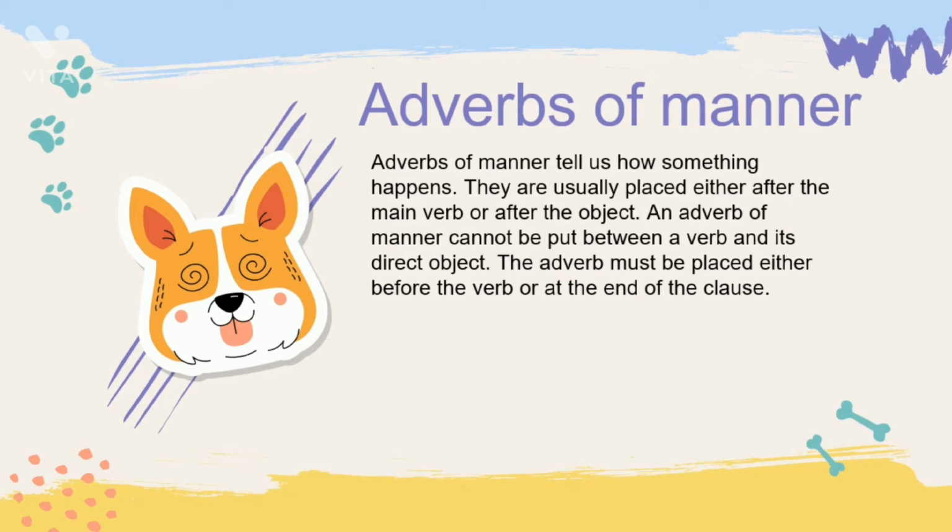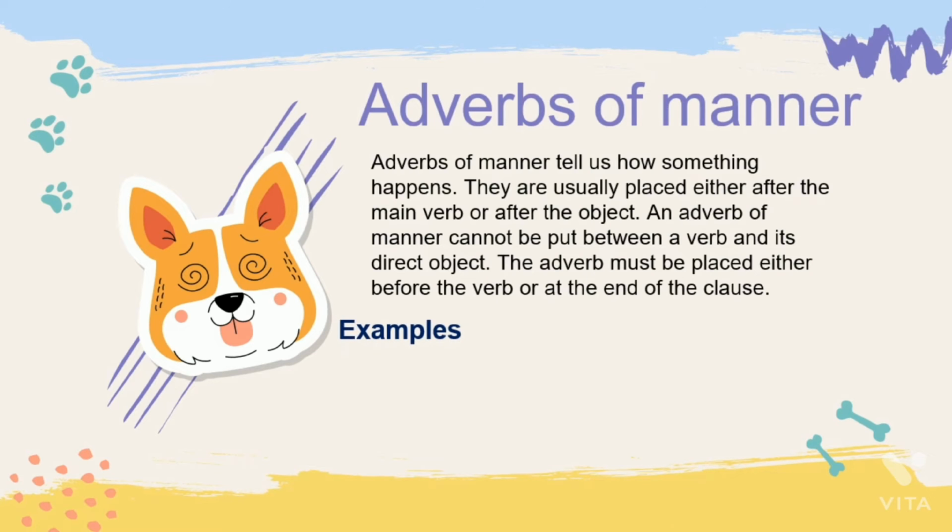So, let's talk about what are the adverbs of manner. Adverbs of manner actually tell us how something happens. They are usually placed either after the main verb or after the object. An adverb of manner cannot be put between a verb and its direct object. The adverb must be placed either before the verb or at the end of the clause.